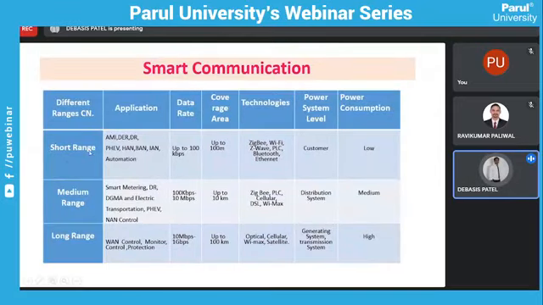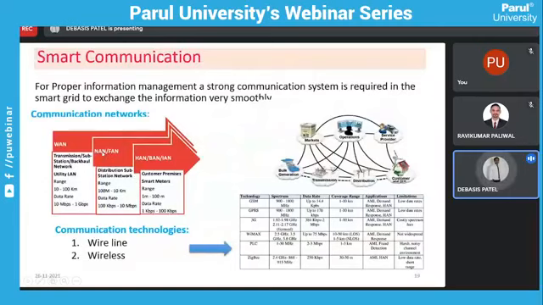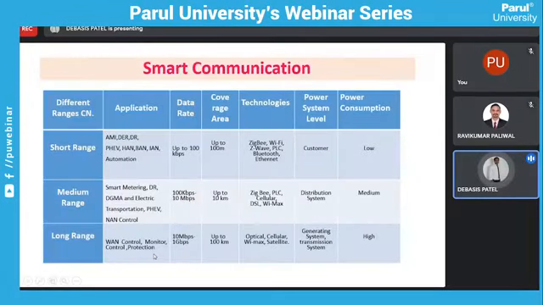So in communications also, we see HAN, then neighborhood area network, then long range wide area network. In short range we have a data rate from 100 kbps for smart short range communications technology. Its coverage area is about 100 meters, right? And the technologies responsible for short range are Zigbee, Wi-Fi, Z-Wave, power line communication, Bluetooth, Ethernet, at the customer level, and power consumption for this communications technology is low.